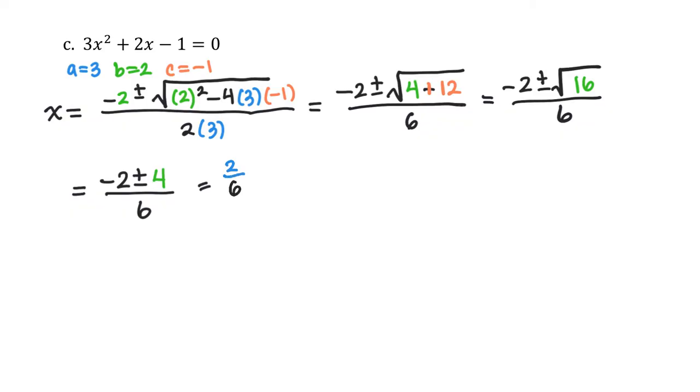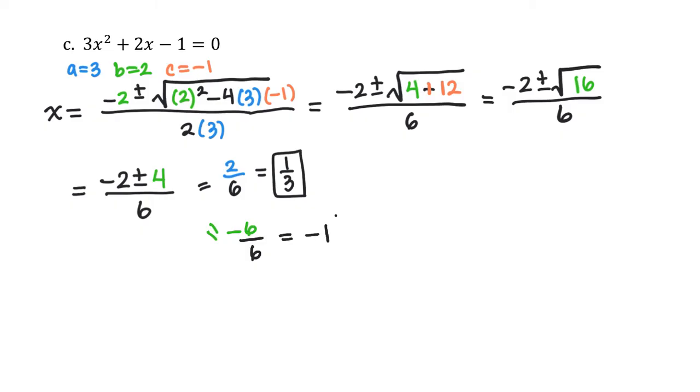I should simplify my fraction. 2 and 6 both divide by 2, so let me simplify it down to 1/3. So one of my answers is 1/3, but this is quadratic, so we know most of the time we get 2 answers. Okay, my second answer is -2 minus 4. -2 minus 4 is more negative, so that's going to be -6 divided by 6. -6 divided by 6 is -1.